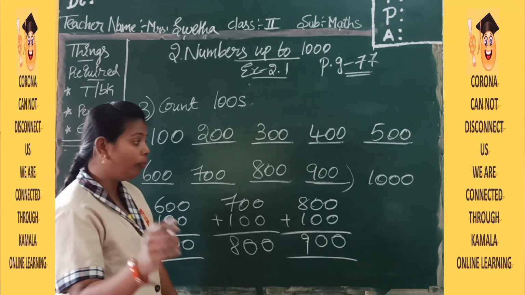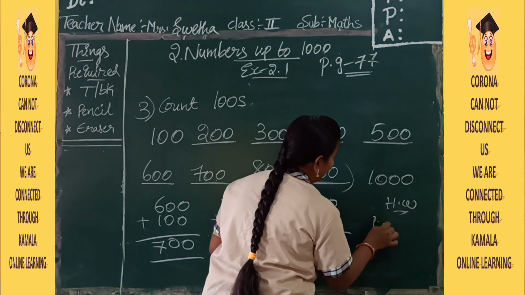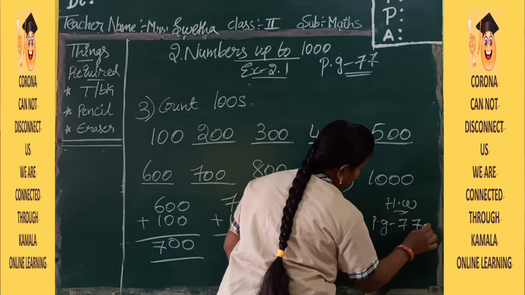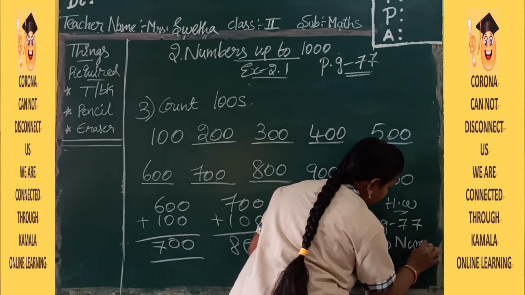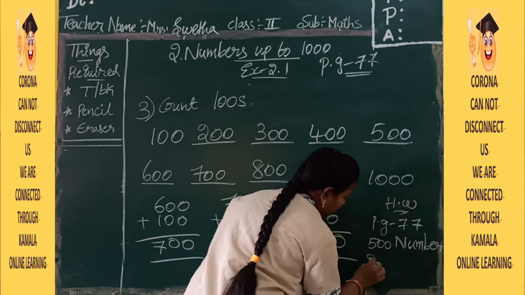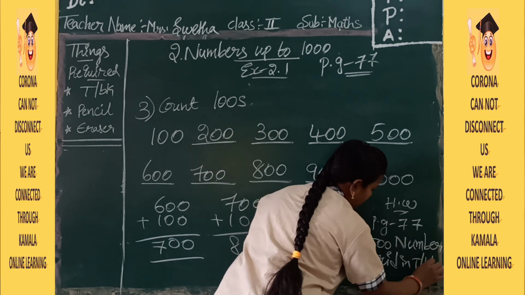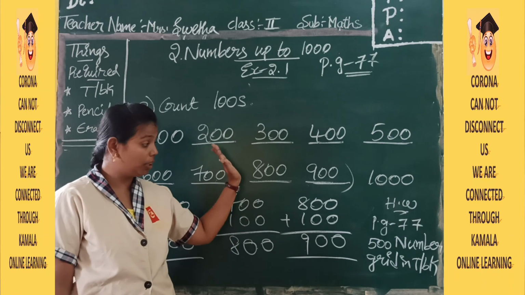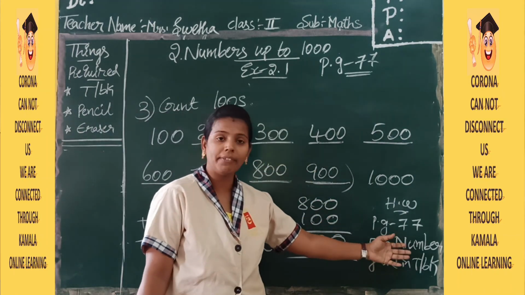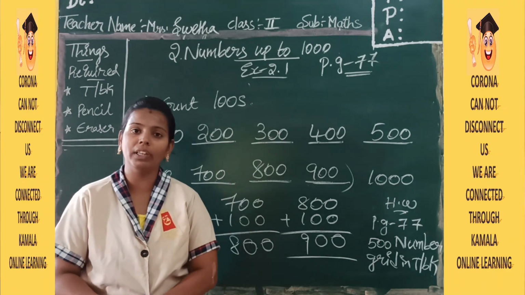Yes, and your homework I have said in the starting only. So homework will be on page 77. The 500 number grid is there, no children. That one you have to complete in your term book. Copy down all these numbers in the class term book itself and do this page 77, 500 number grid as homework. Okay. I hope every one of you have understood.